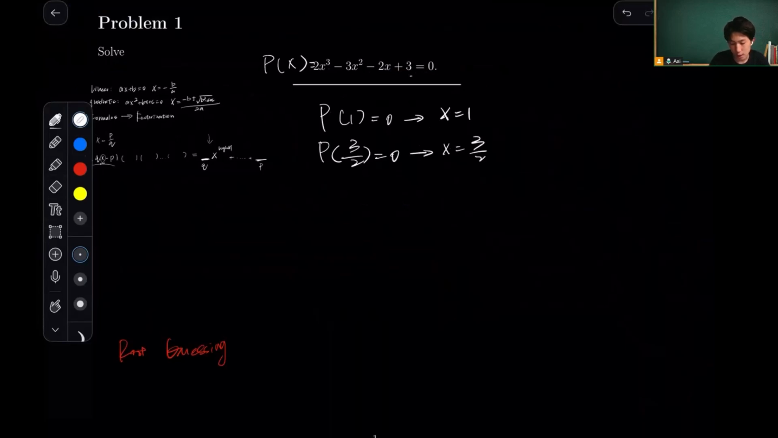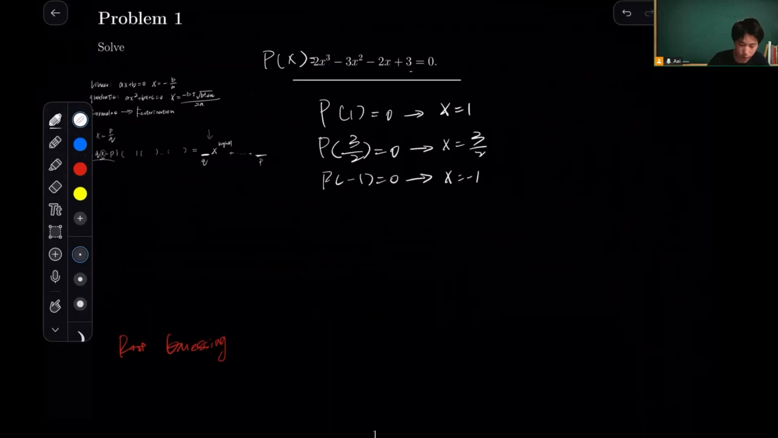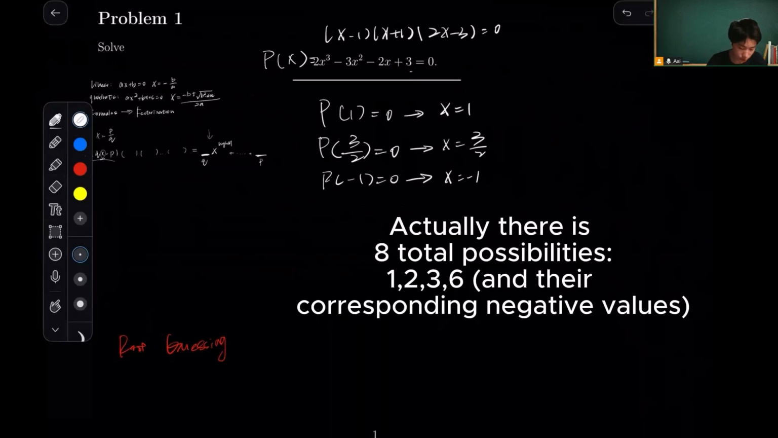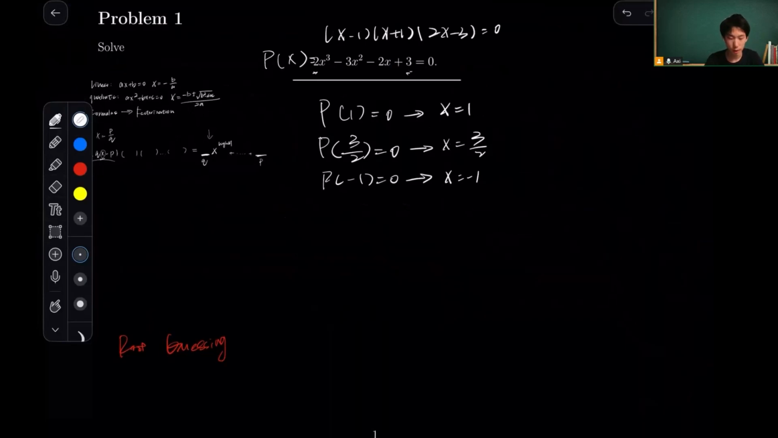Similarly, you would obtain the solution x equals -1 as well. With that, you of course can factorize this into the following expression. Now, this can be a little bit difficult because you have to guess 3 times to obtain all 3 solutions. Then how can we reduce them a little bit?